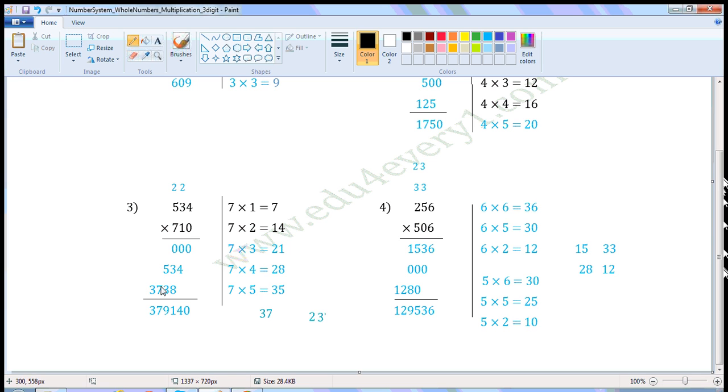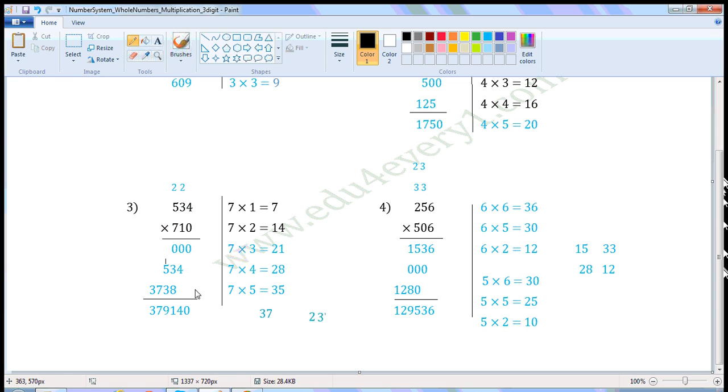We have to add these numbers. So there is 0 here. So write 0 here. 0 plus 4, 4. 0 plus 3 plus 8, 11. So write 1 here and 1 here.